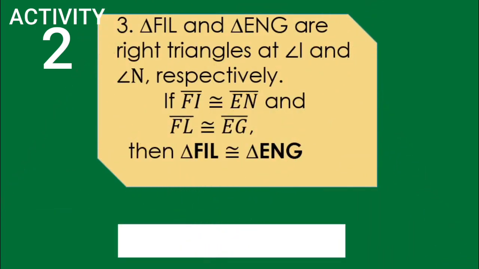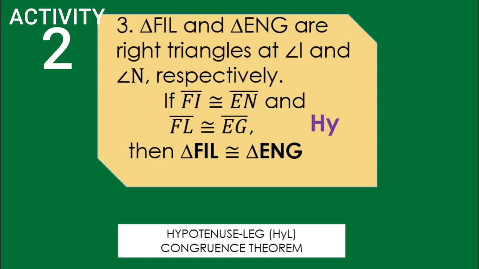Number 3. Triangle FIL and triangle ENG are right triangles at angle I and angle N respectively. If segment FI is congruent to segment EN and segment FL is congruent to segment EG, then triangle FIL is congruent to triangle ENG. The answer is hypotenuse leg, or HYL congruence theorem.